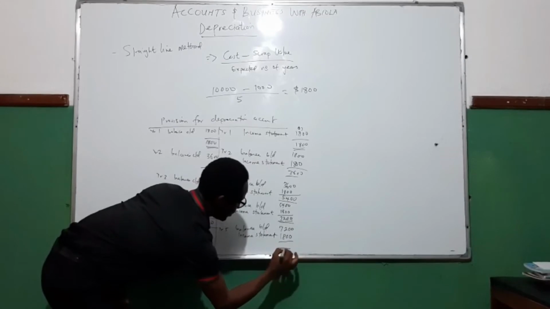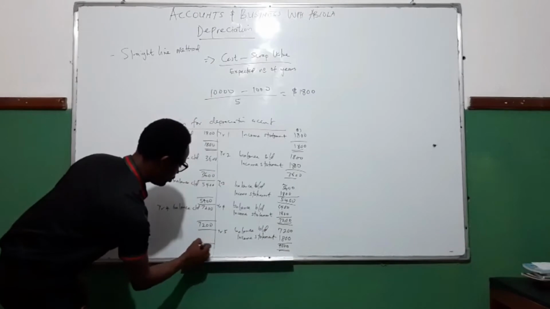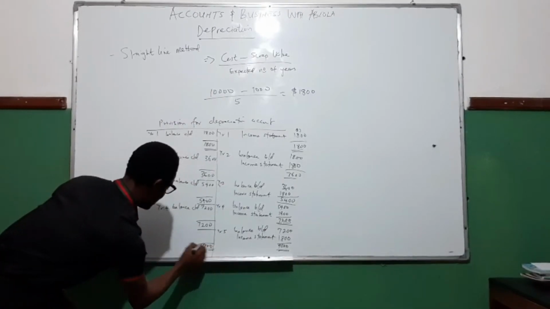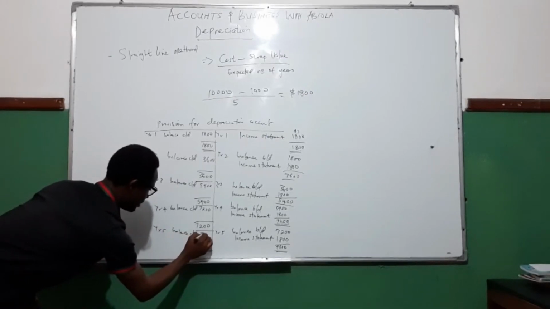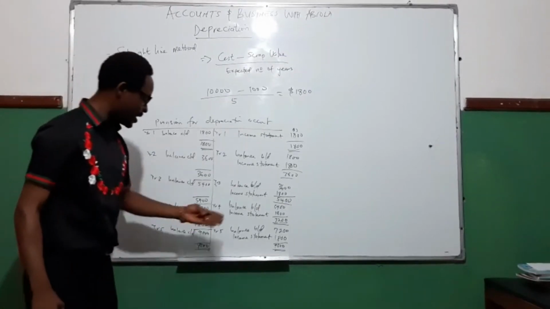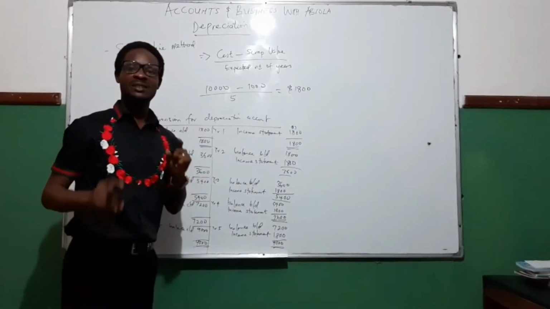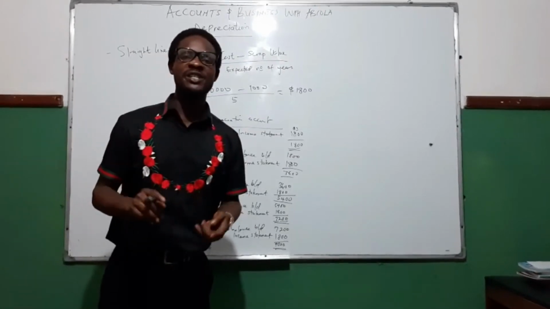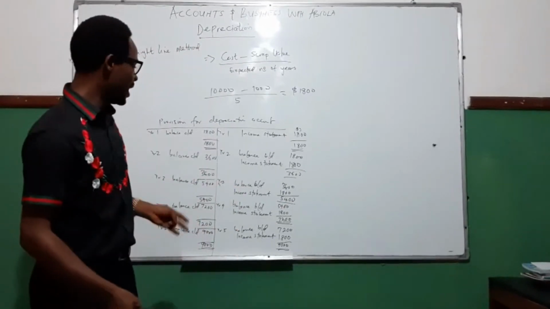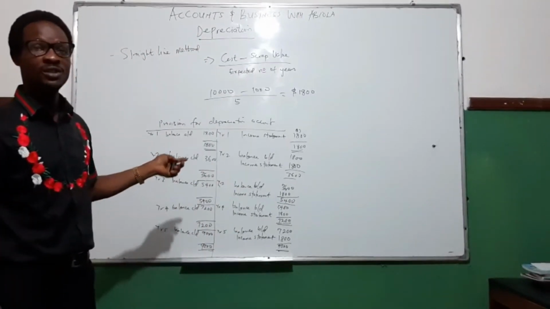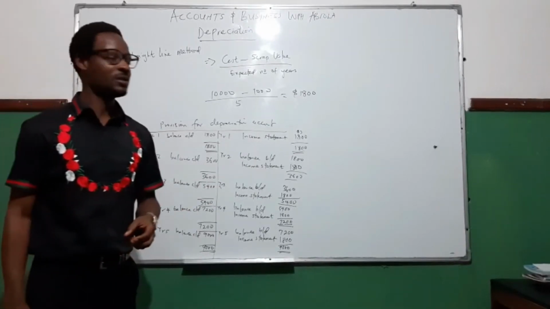So at the end of the period, $9,000 will be the accumulated depreciation shown here, $9,000. So year 5 will be balance carried down, $9,000. If we take it back to this formula, 10,000 minus 1,000 is 9,000. That is your total depreciation for the 5 years that the asset is expected to be used. So hence, this will be our provision for depreciation account using the straight line method.